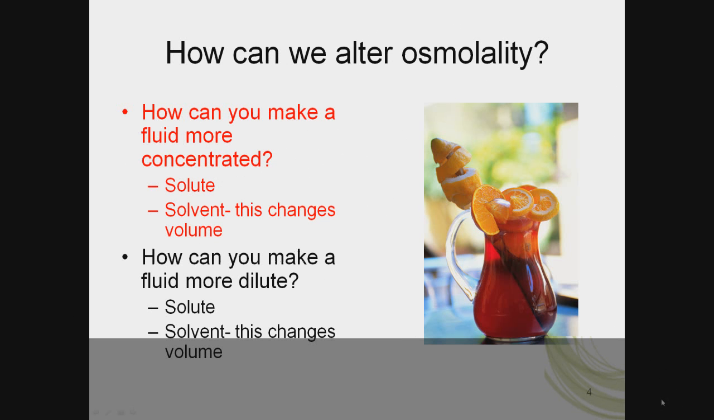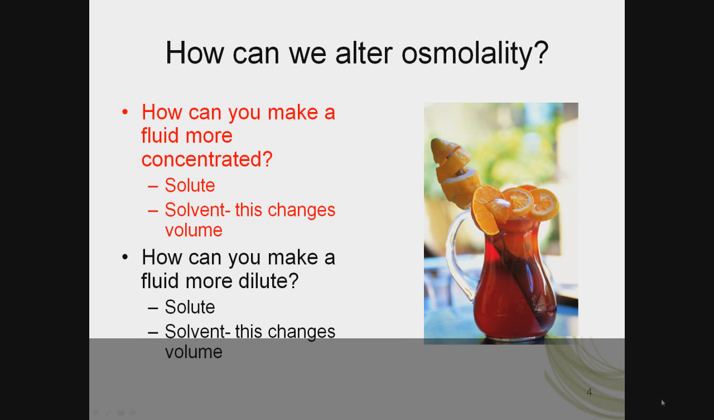How can you make a more concentrated fluid? We've done this in class many, many times. We have two options, don't we? We can either change the solute concentration or the amount of solvent. If we want to make a solution more concentrated, we can add more solute. And that means we're adding more salt, more glucose. It depends on what we're talking about. If we remove solvent, if we remove water, this can also make a solution more concentrated. But when we do that, we're drastically changing the volume.